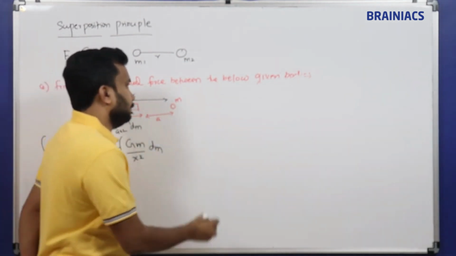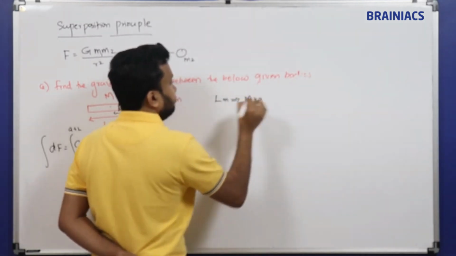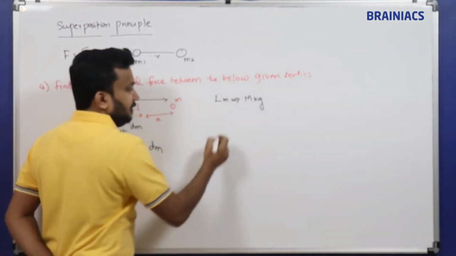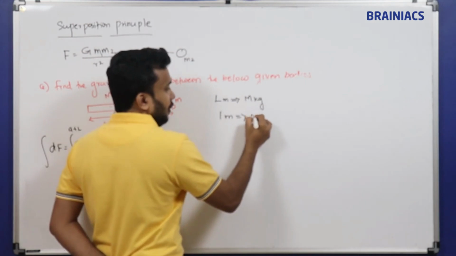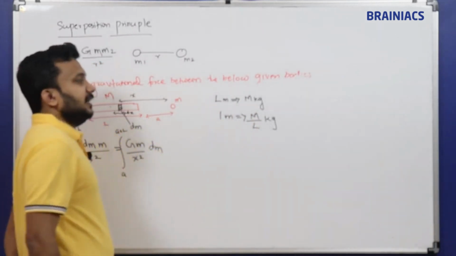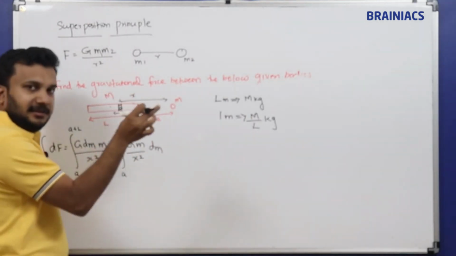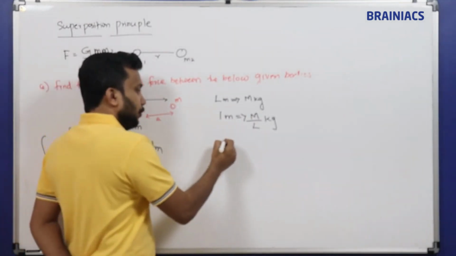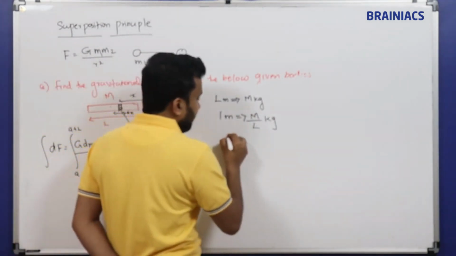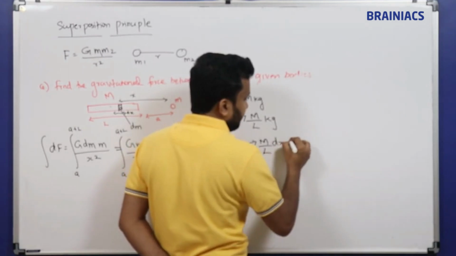Now listen very carefully. L meter length will have M kilogram mass. So 1 meter length has how much mass? M by L kilogram, since I am dividing both sides by L. So dx meter length, dx being the length we have, has how much mass? M by L into dx kilogram. That we need to substitute.